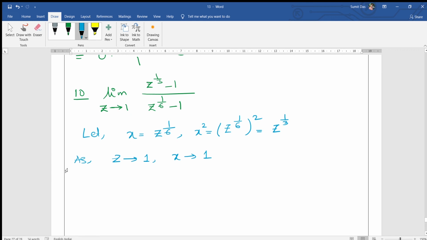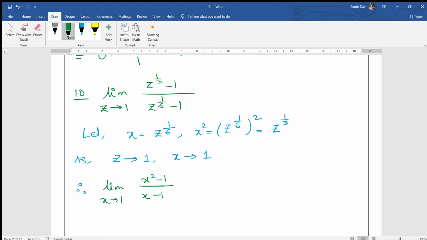Now come to the question. Therefore our limit will look like limit x tends to 1, x square minus 1 divided by x minus 1. Why x square? Look here, in the numerator it was z to the power 1 by 3, and we got x square. So we replace z to the power 1 by 3 with x square, and z to the power 1 by 6 in the denominator we replace with x.